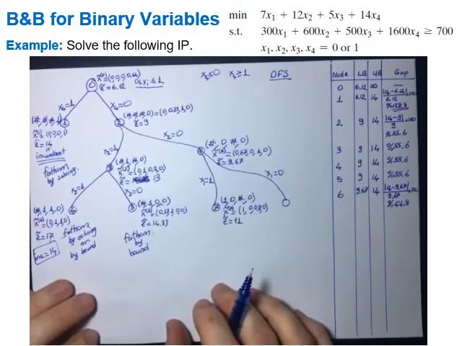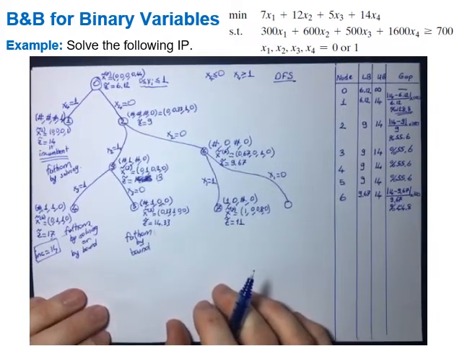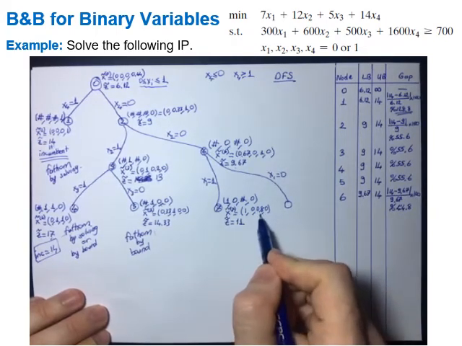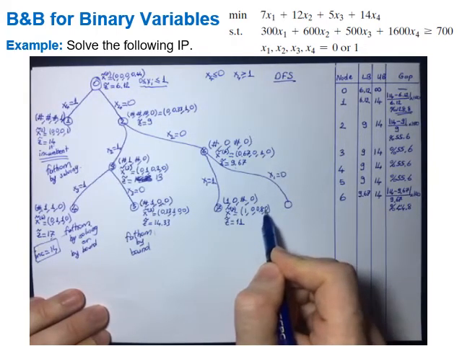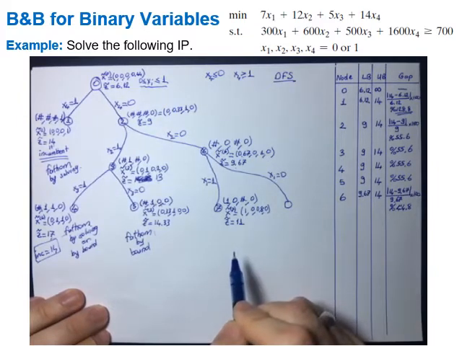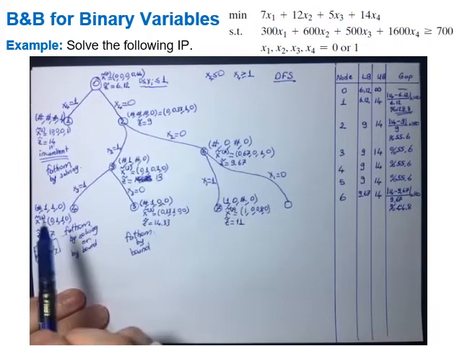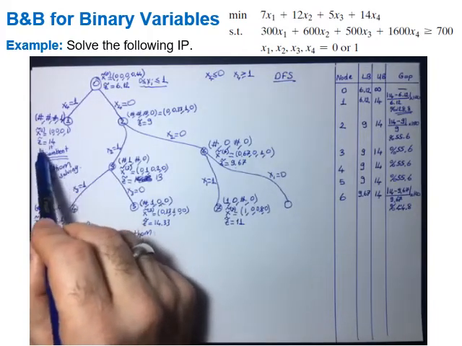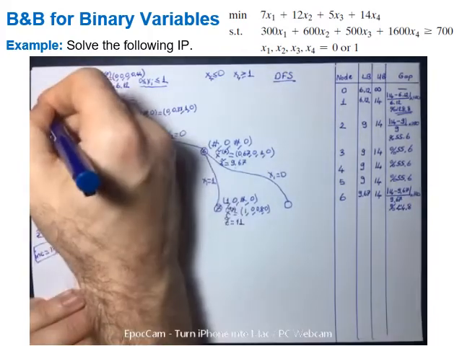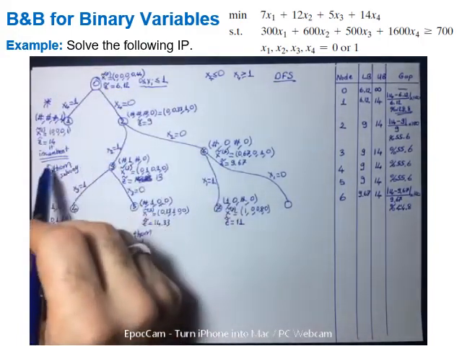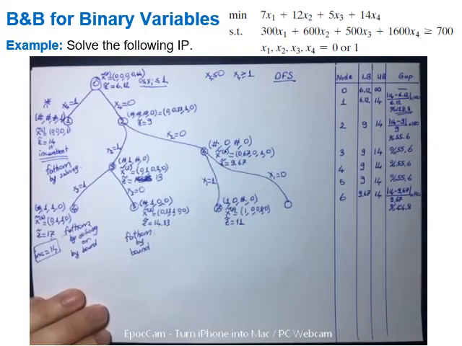We cannot fathom because of infeasibility. We cannot fathom because of integer feasibility because x3 is 0.8. Can we fathom because of bound? The best that I found until now is still this one, which is 14. You can put a star to know where you found your best solution.